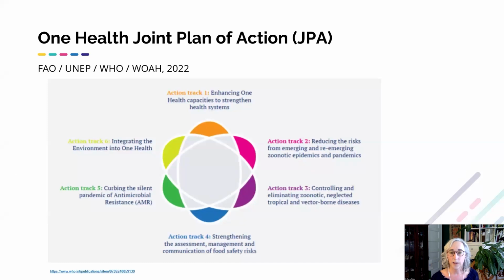And then, as I mentioned, the One Health Joint Plan of Action that was released by the quadripartite has 6 action tracks. So track 1 talks about enhancing capacities and strengthening systems. Tracks 2 to 5 look at different types of hazards that we often associate with One Health: emerging and re-emerging zoonotic epidemics and pandemics, zoonotic, neglected, tropical, and vector-borne diseases, food safety risks, and antimicrobial resistance. And then action track 6 talks about really integrating the environment into One Health, which is an important piece.